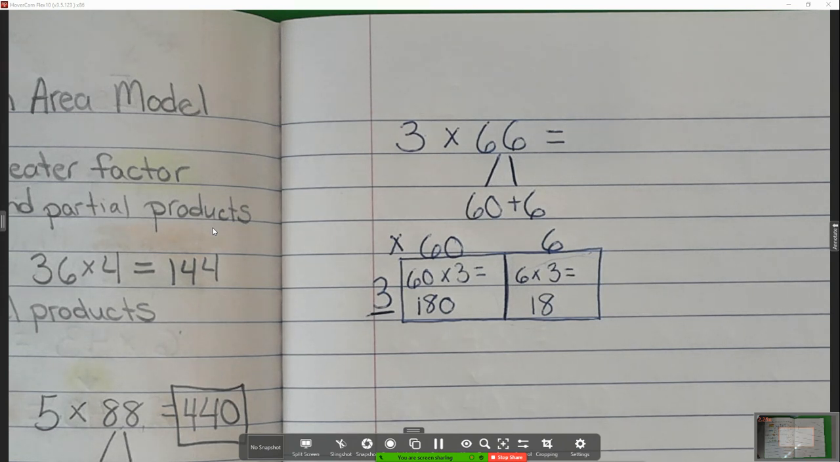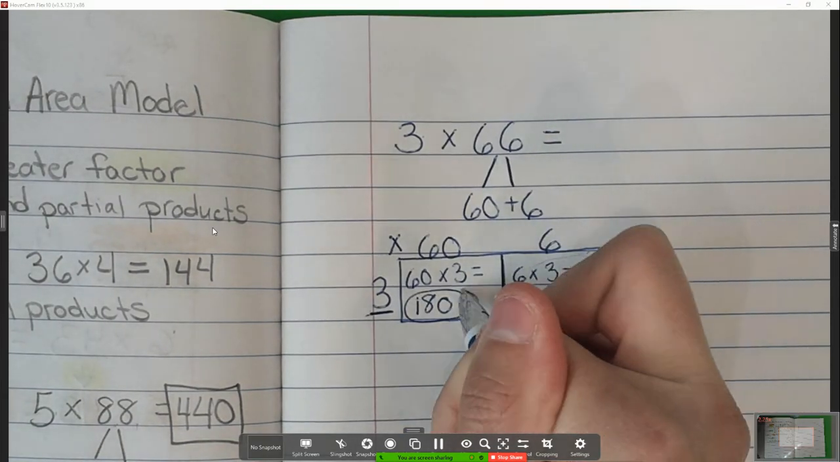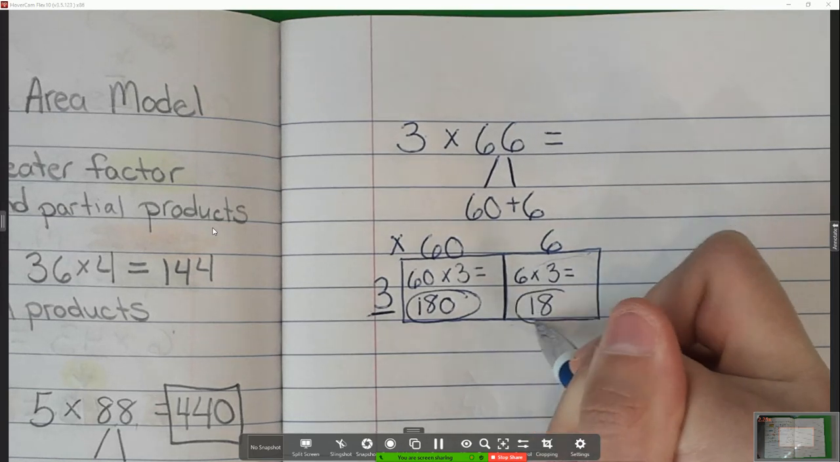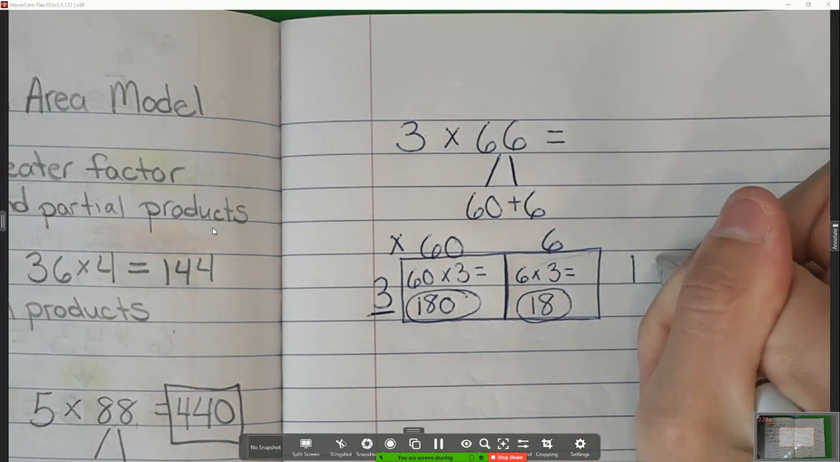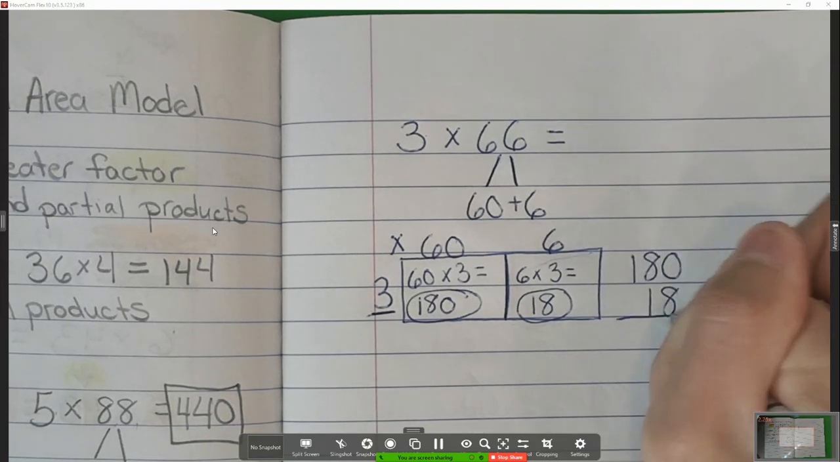Okay, we did step 1. We did step 2. Who can tell me what step 3 is? Leah, what do I have to do for step 3? Add 180 to 18. Perfect. I have to add the partials. So that means 180 plus 18. I bring that over to the side. Make sure you line up your place values.